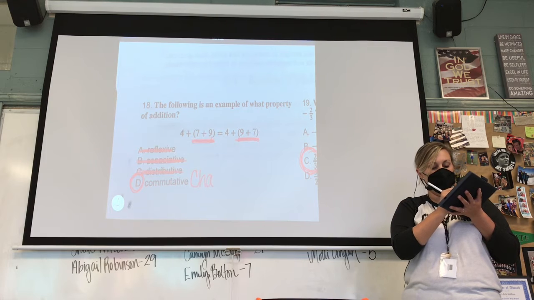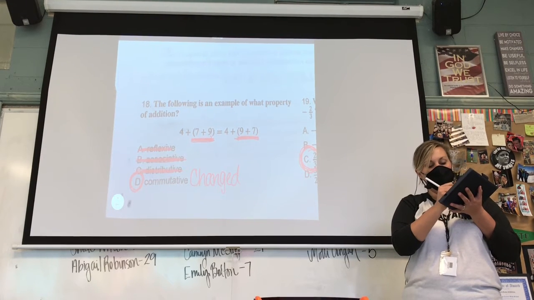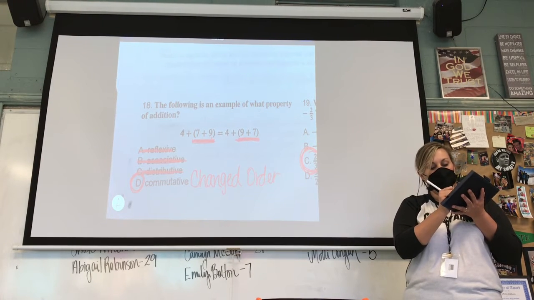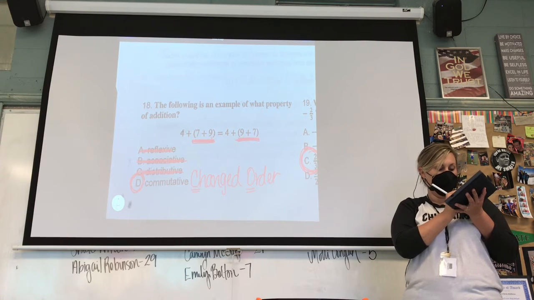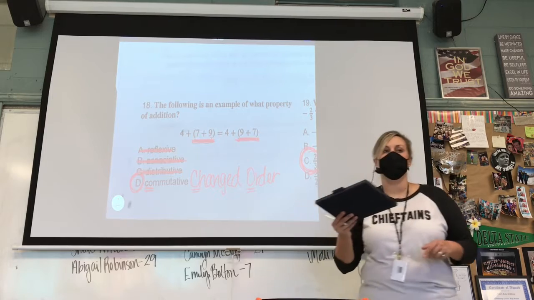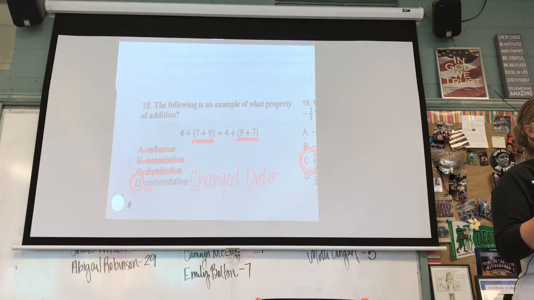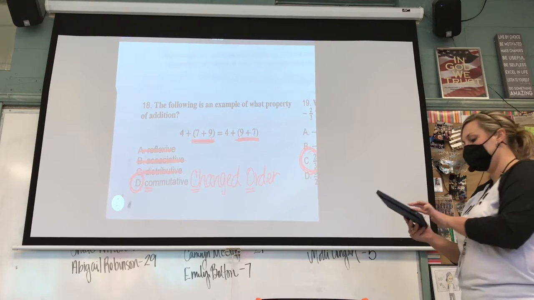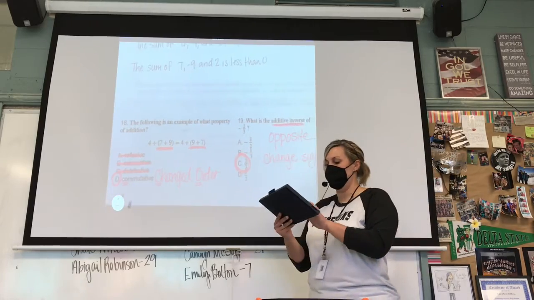They changed order. Good. Changed order. C-O. Commutative property. They changed order. Commutative property. All right, we're good? Any other questions on those two?